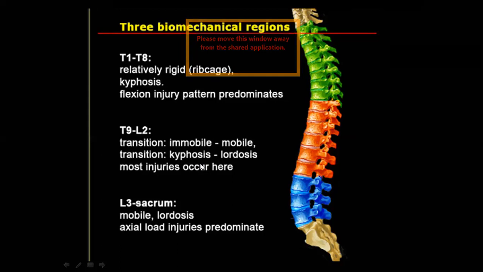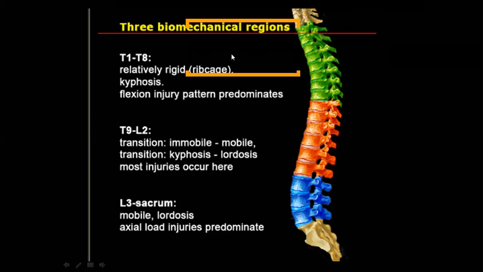Okay, the thoracolumbar junction is the most common level of tuberculous spine. The thoracolumbar junction is the most common level for spine injury because it is a junction of rigid spine and mobile spine. Whenever there is a junction between rigid spine and mobile spine, the chance of injury is high.